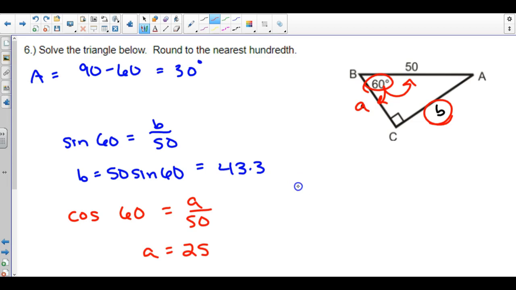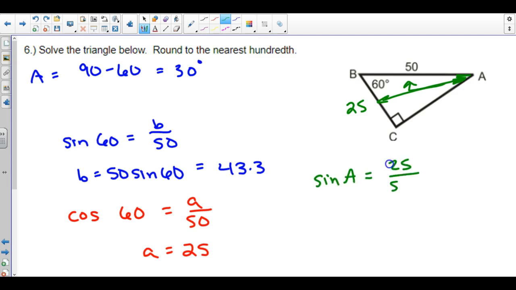So, the last thing that I wanted to mention is that in order to find this other value of angle A, instead of just adding them up and setting them equal to 180, what I could also do is say, okay, well, this is opposite, this is hypotenuse, so I could say sine of A equals 25 over 50, and then just take an inverse sine. So A is also equal to sine inverse of 25 over 50, and that's going to give you the same thing, 30 degrees.